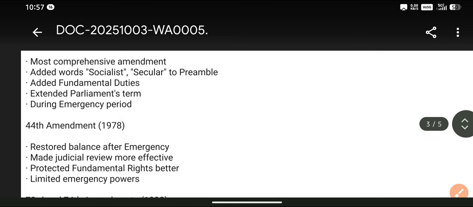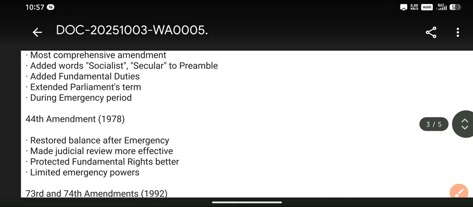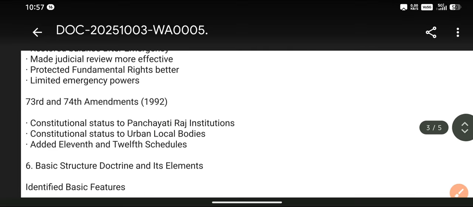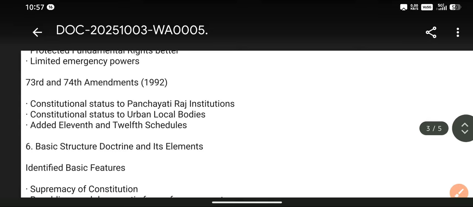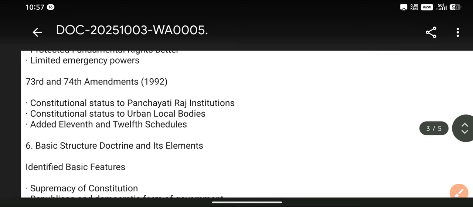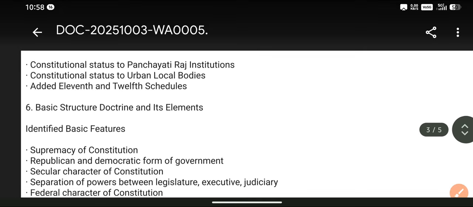44th Amendment 1978. Restored balance after emergency. Made judicial review more effective. Protected fundamental rights better. Limited emergency powers. 73rd and 74th Amendment 1992. Constitutional status to Panchayati Raj institutions. Constitutional status to urban local bodies. Added 11th and 12th Schedules.